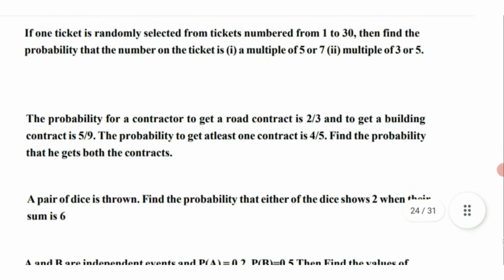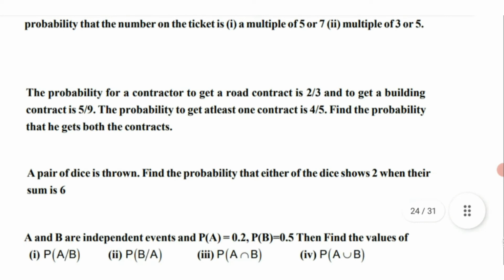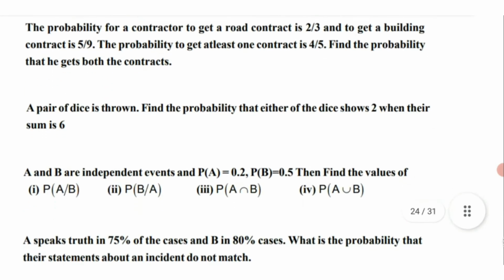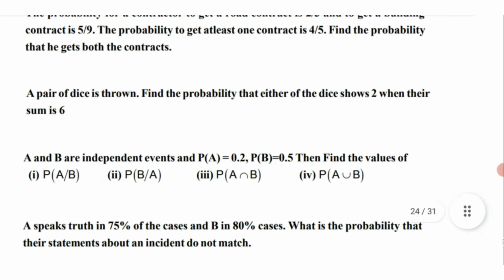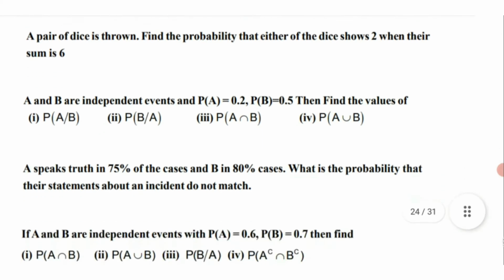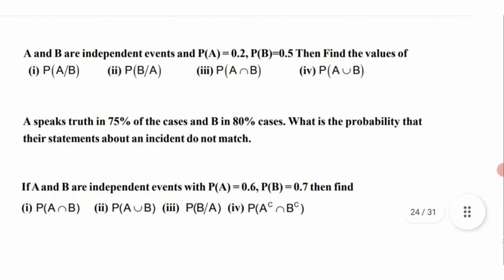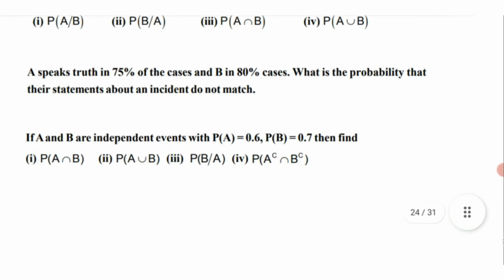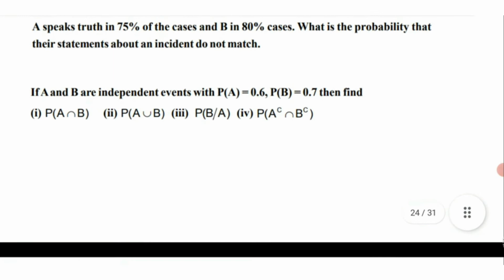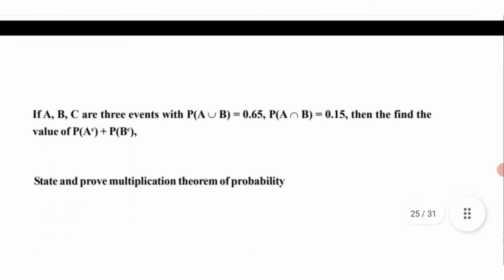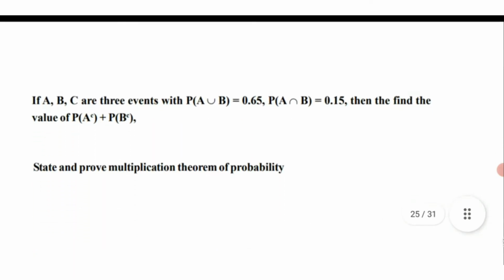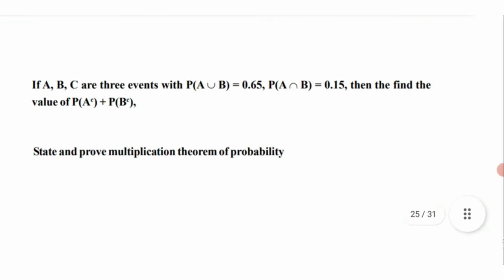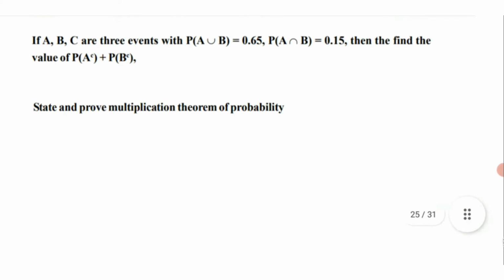Next, the probability for a contractor is also a very important question. A pair of dice is also an important question. Next, A and B are independent events. Find the value of P(A/B), P(B/A), and P(A intersection B) and P(A union B). And A speaks truth is also a very important question. Next, A and B are independent. These are very, very important questions. Next, if A, B, C are three events, find the value of P(A doesn't occur) plus P(B doesn't occur). Last question, state and prove multiplication theorem of probability.